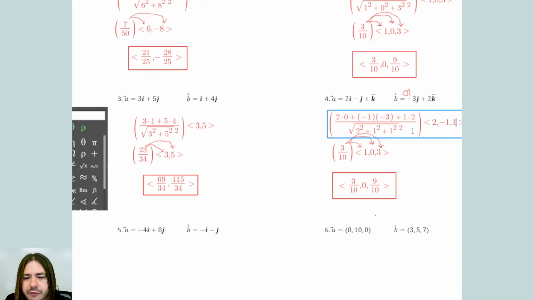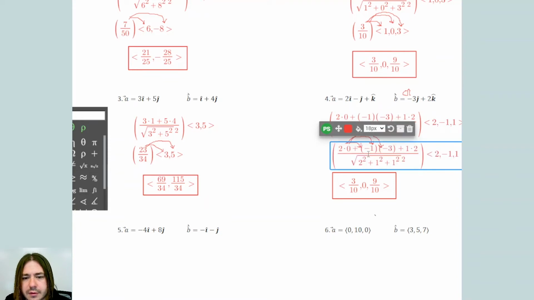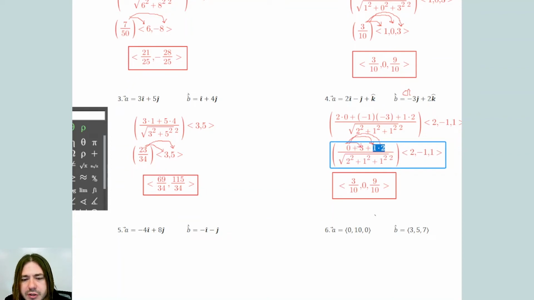So now we're going to simplify all this. All right, so just ignore those arrows for the moment, and let's simplify everything. So 2 times 0 is going to be 0. -1 times -3 will be +3. 1 times 2 is going to be 2. So 0 plus 3 plus 2 is going to be 5.